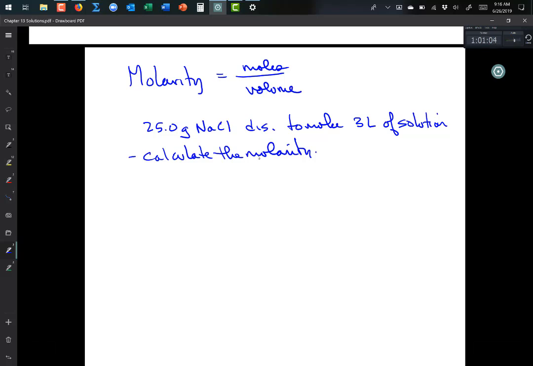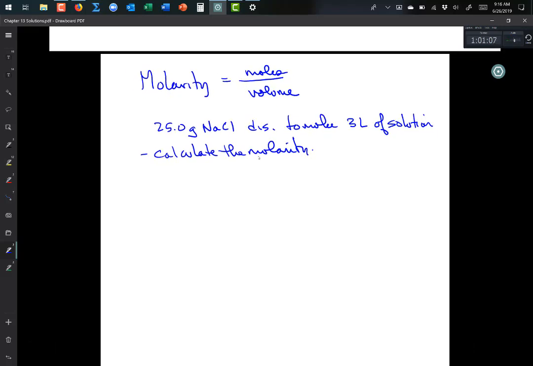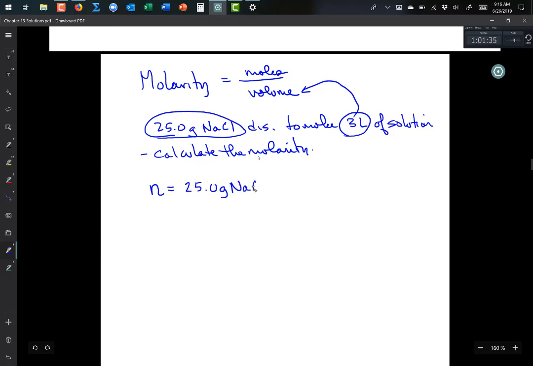All right, so what do you need to know to calculate molarity? You need moles, right? And you need volume. So looking at the given information, I have 25 grams and I have a volume of 3 liters. So I already have my volume. So what does that mean I have to find now? Moles of solute, right? So to get the moles, it's going to be 25.0 grams of sodium chloride. What do I need to figure out? I need the molar mass. So somebody calculate the molar mass really quick. See if you can beat me.